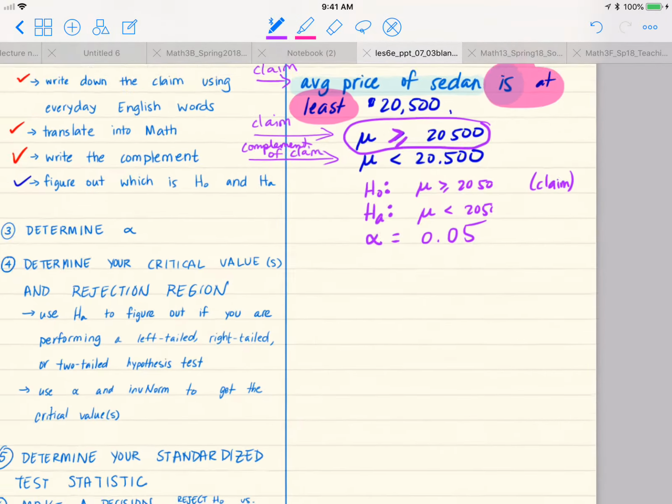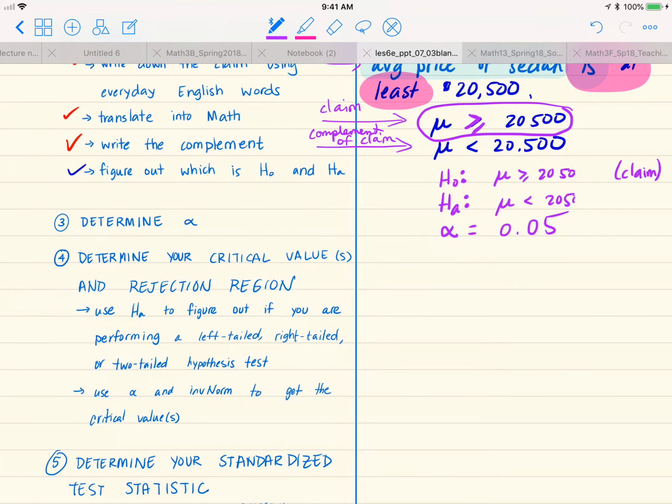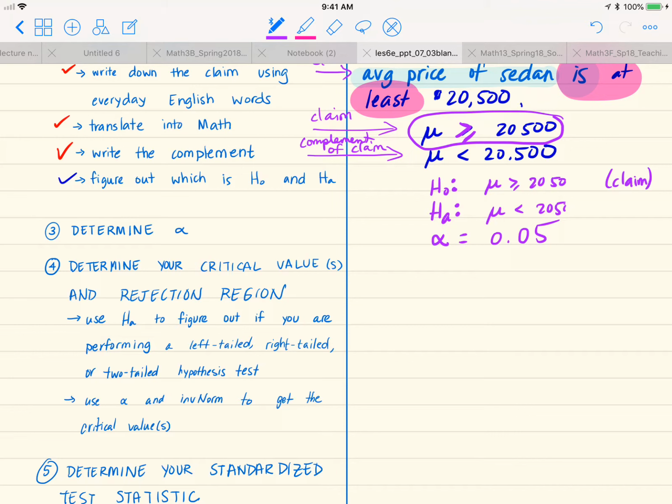Now we need to determine your critical values and rejection region. In order to determine my critical value and my rejection region, I need to see what type of test I am performing: left-tailed, right-tailed, or two-tailed. Use HA to figure out which hypothesis test you are performing. Since our HA is mu less than 2500, we are performing a left-tailed test.